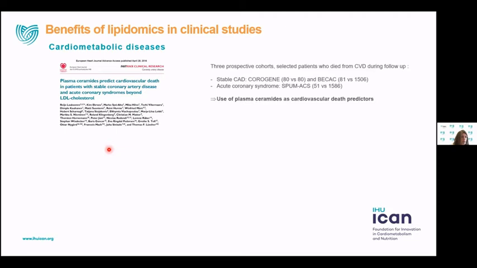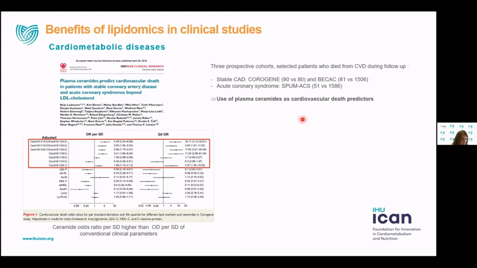Last example on the cardiometabolic disease side, it's a study run by the Norwegian team of Lucia in collaboration with Kim Ekroos, who did the lipidomics approach, where here the aim was to use plasma ceramides to predict cardiovascular death in stable and unstable coronary artery disease. So this was done on 3 different cohorts. And they measured plasma ceramides in these cohorts.